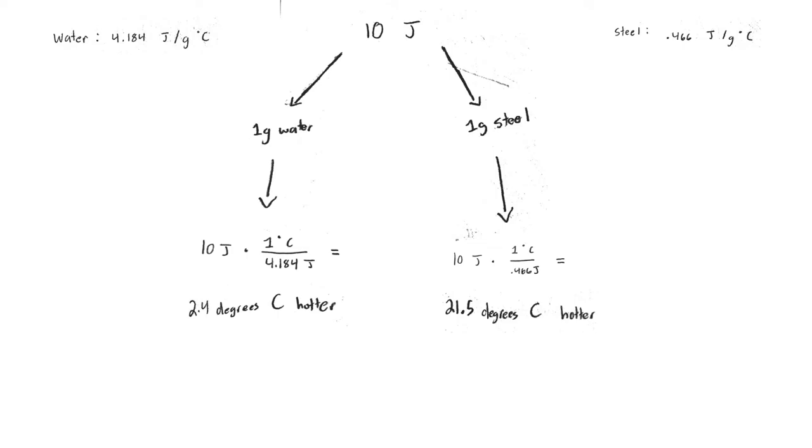If I left a bucket of water and a piece of steel out on a hot day, and then came back to touch them, the steel should be much hotter than the water. The reason for this is because steel has a much lower specific heat capacity than water, meaning that steel's temperature is much more prone to change than water.